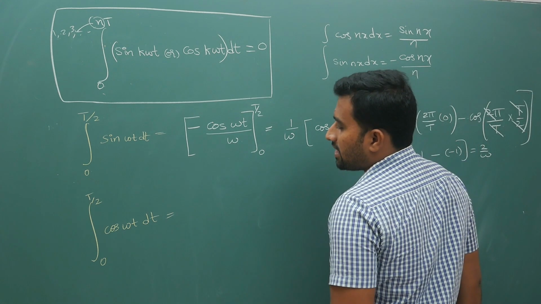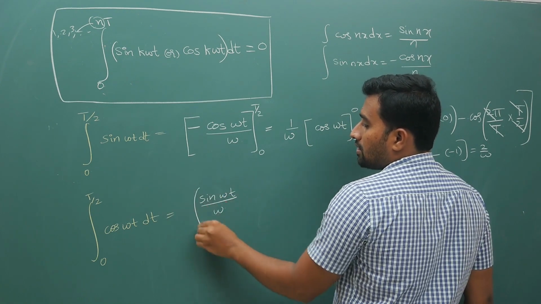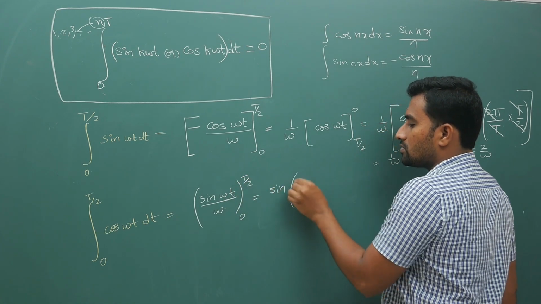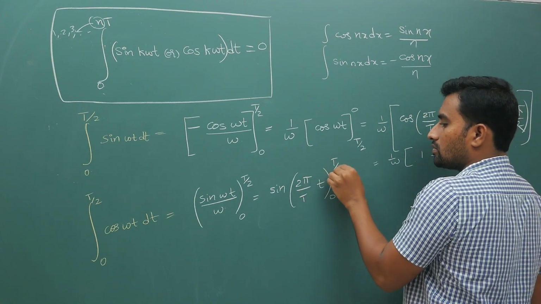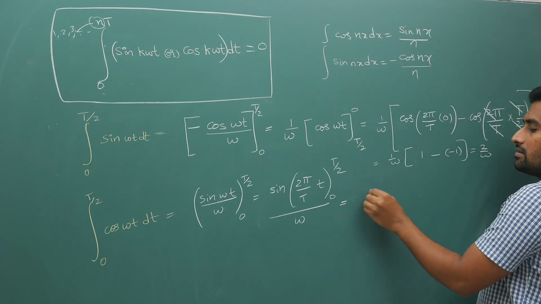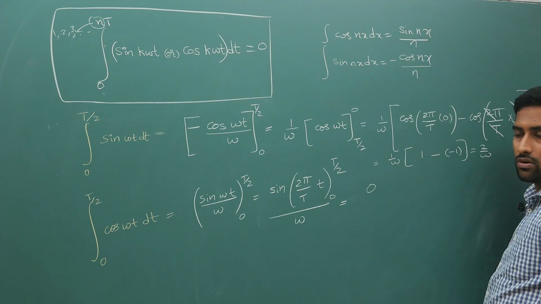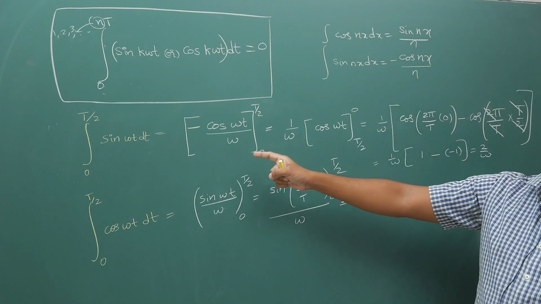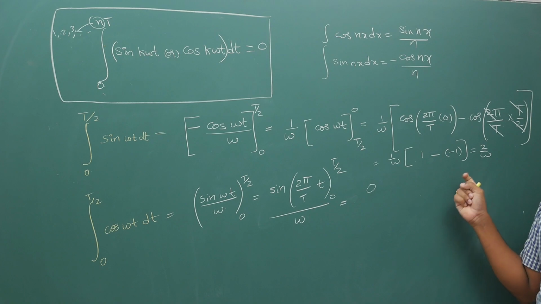Similarly, if you take cos omega t, your integral of cos omega t value is sin omega t by omega from 0 to T by 2, that is equal to sin of 2 pi by capital T into t from 0 to T by 2 whole divided by omega, okay. So that will become sin pi minus sin 0, sin 0 is 0, so its value is 0, okay. So integral of cos omega t for half cycle it is becoming 0, integral of sin omega t for half cycle it is going to become 2 by omega, okay.